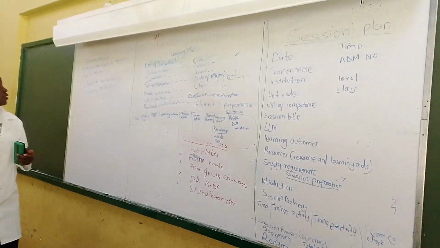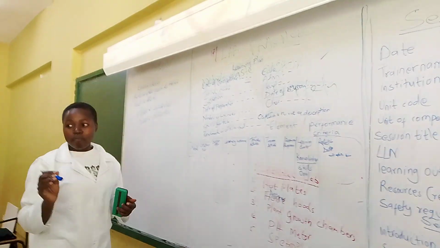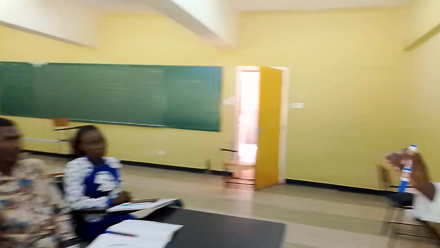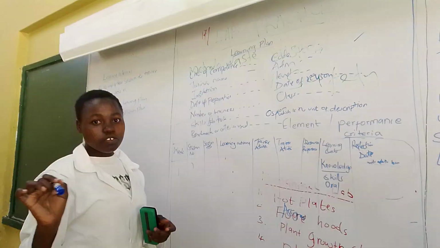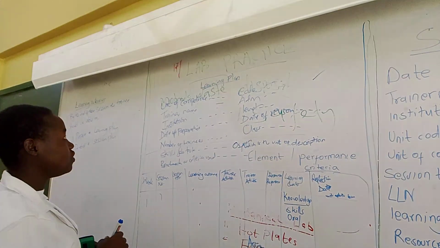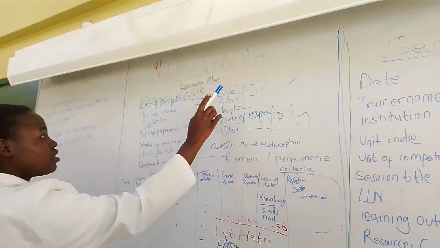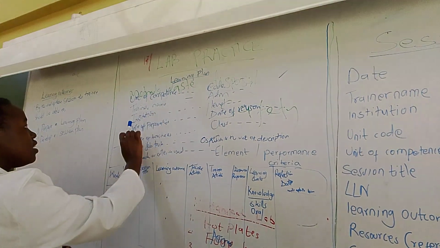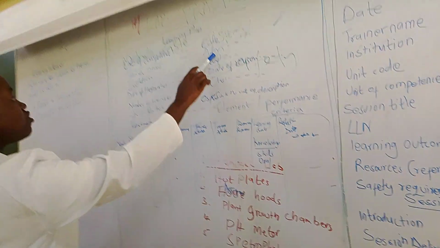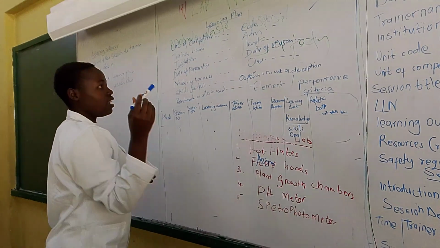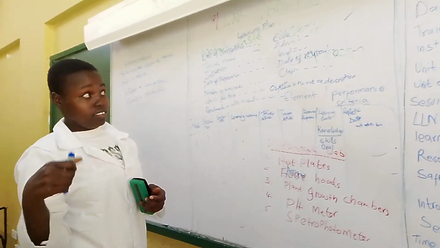Today I'm going to take you through how, by the end of this session, you should be able to prepare a learning plan, then develop a session plan. So a learning plan consists of the introductory part, and that introductory part is where you fill the administrative information. It contains unit of competence, where you also write the code of the unit, then the trainer name, then the admission, institution, then the level, and you should note that the level should be level 6 because they are diploma trainees.